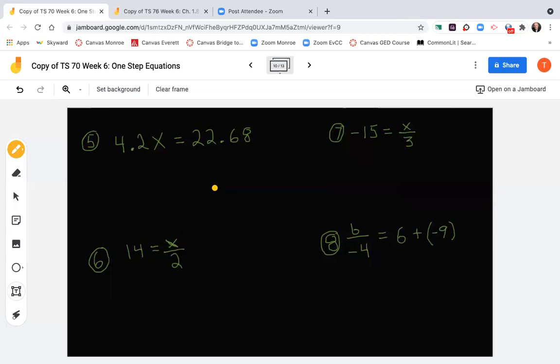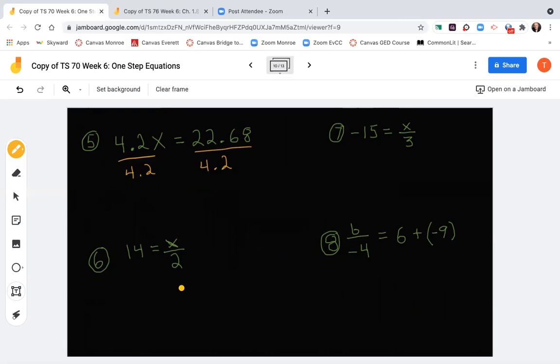Okay, folks. I may not do all of the whole equation, but I'll get you started on how I would do this. Number 5, since I have multiplication going on here, I'm going to divide both sides by 4.2. Okay. I don't think I need to do this. You could figure it out with your calculator that you get to use. Okay. Number 6 here, 14 equals x over 2.